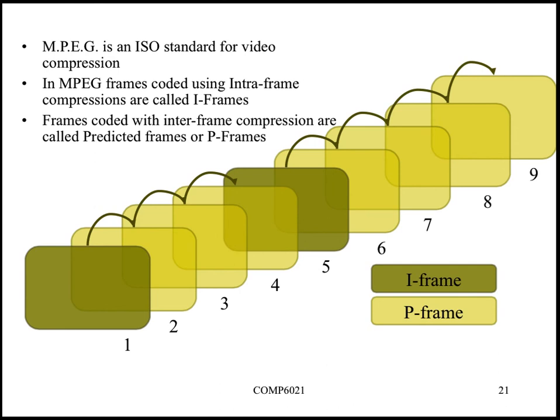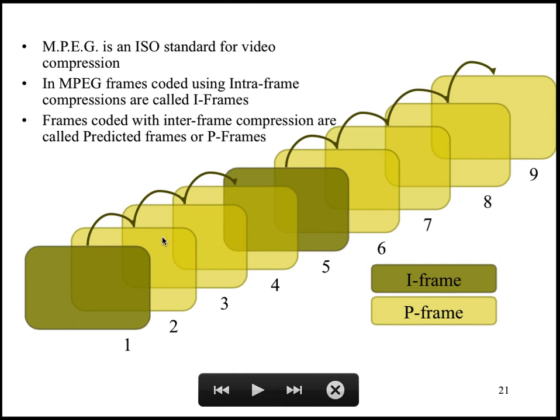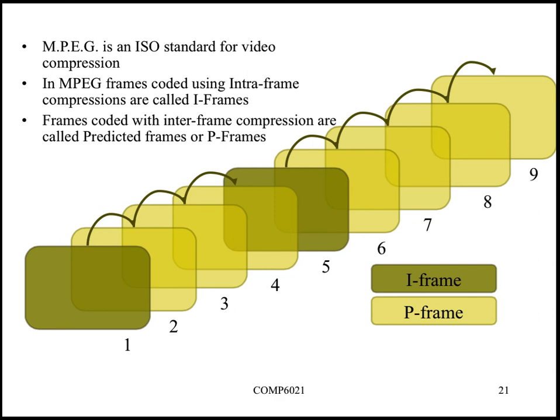So in MPEG, the frames coded using intra-frame compression are called I-frames, and the frames coded with interframe compression are called predicted frames, or P-frames. Here, for example, frame 1 is an I-frame, and frame 2 is a P-frame, so frame 2 is reusing parts of frame 1. Frame 3 is a P-frame reusing parts of frame 2, and frame 4 is a P-frame reusing parts of frame 3. So you can see there are these dependencies. Every so often you have to start all over again.